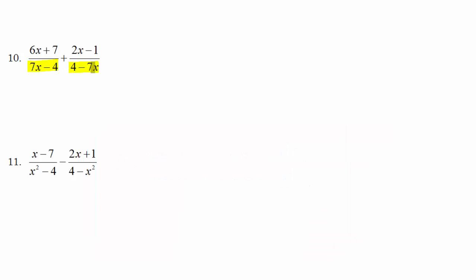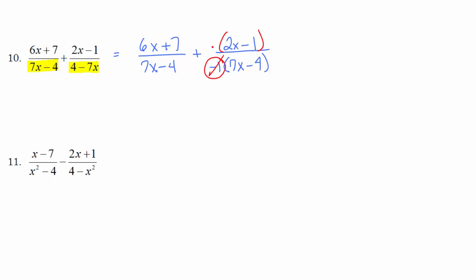Again, not the same, but opposite. So I have 6x plus 7 on top of 7x minus 4 plus, and I have a 2x minus 1 on top of negative 1 times 7x minus 4. So what am I going to do with this negative 1? I'm going to move it upstairs. But do you see how I put those parentheses? Because that negative has to distribute to both the 2x and the minus 1.